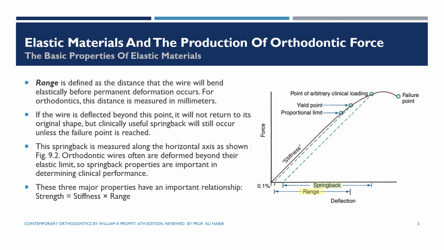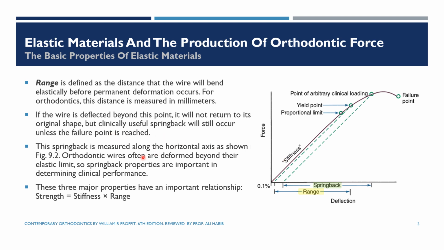Range is defined as the distance that the wire will bend elastically before permanent deformation. This is the range. So a wire that can bend for a long distance without any permanent deformation has a high range. A wire that bends permanently immediately after some bending has a short or low range.